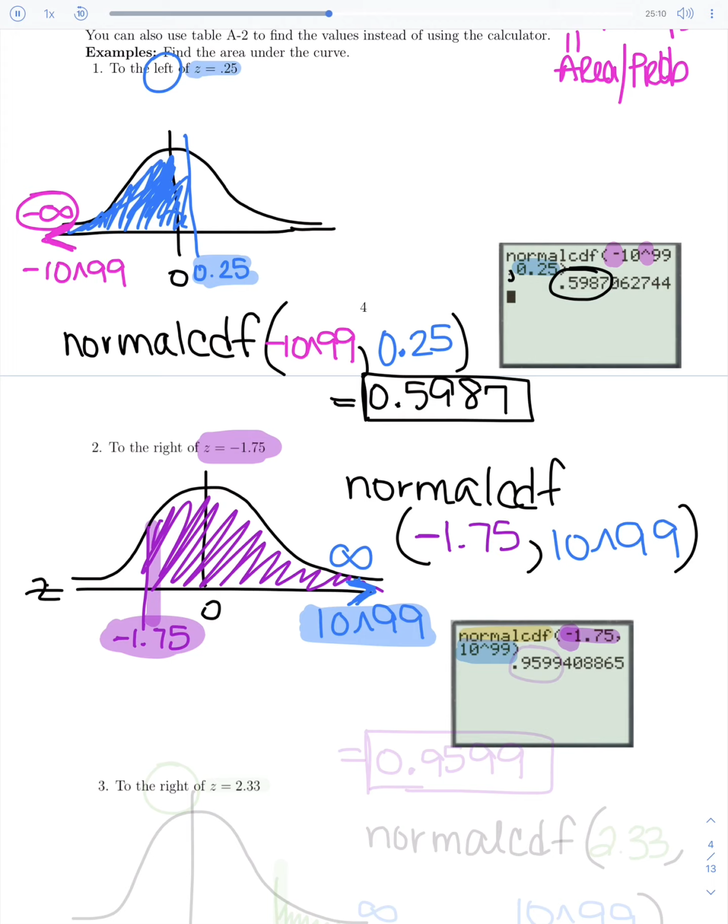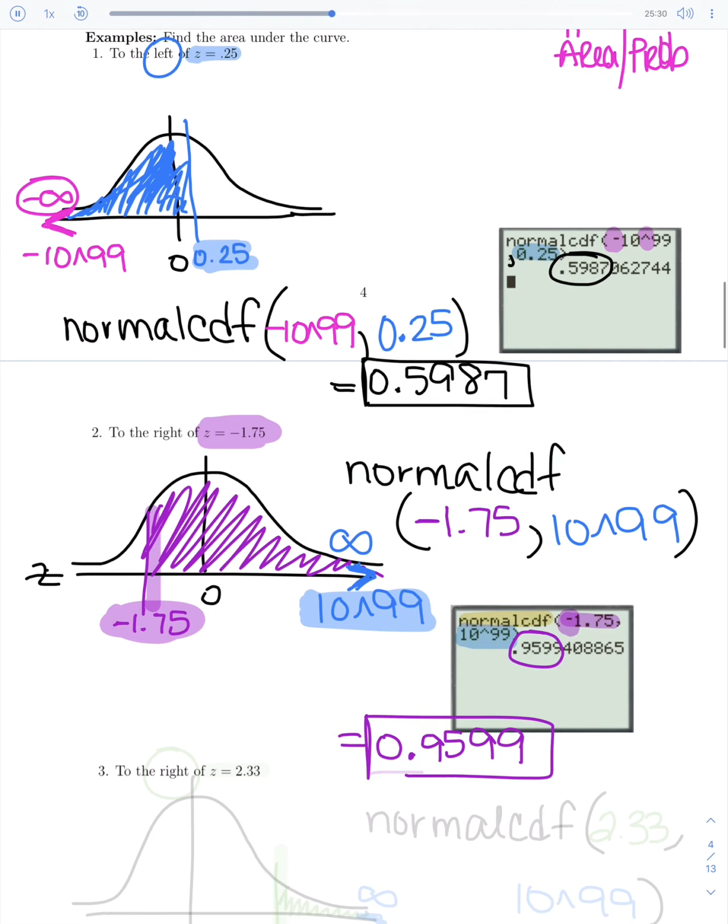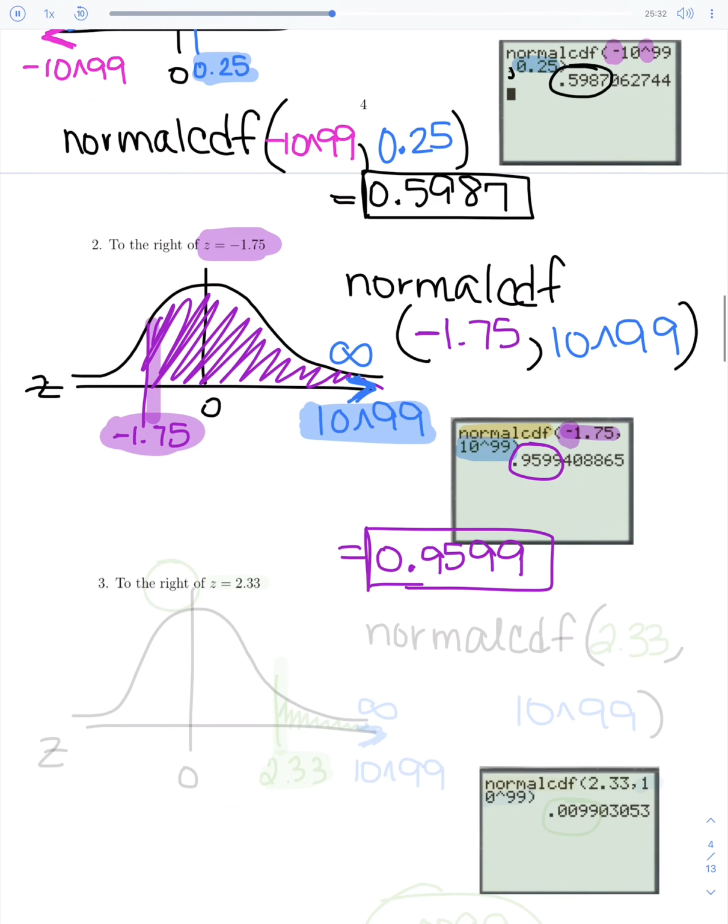Press enter, and you'll get the following value as your probability or as your area here, which is 0.9599, and that's our probability or area here. That's our final answer, 0.9599. And that's an area to the right.